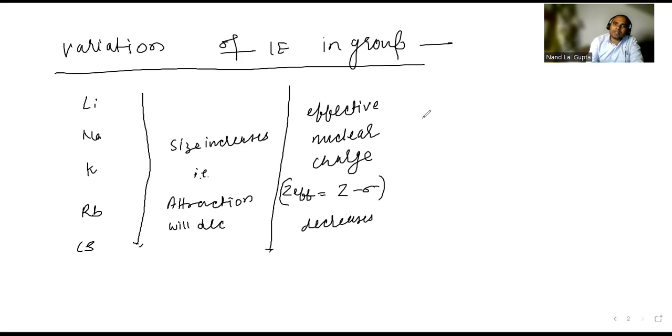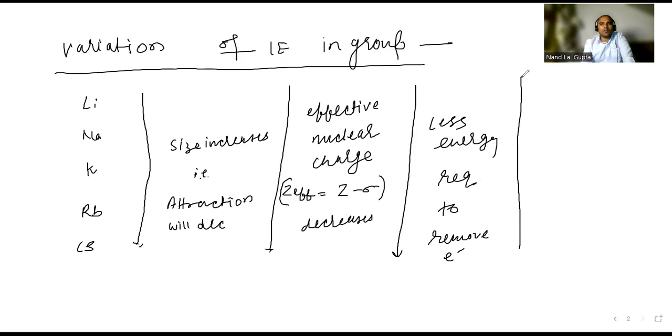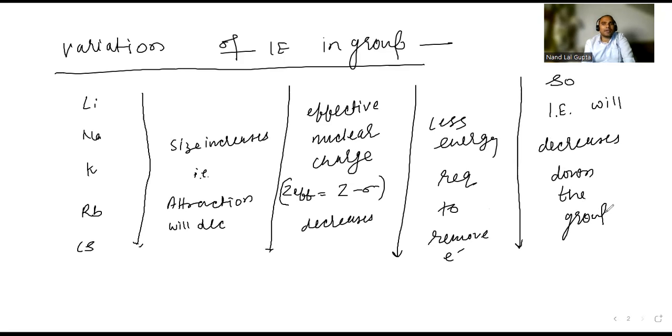So is more energy required to remove an electron or less energy? Less energy required to remove the electron. So IE will be high or less? Less. IE decreases down the group. Are you able to understand? Yeah. Please make a note of it.